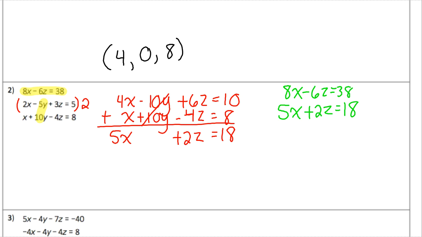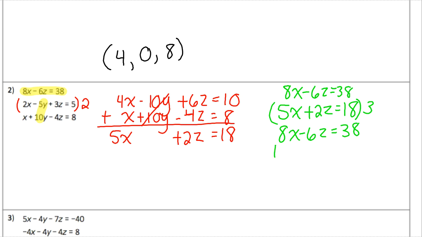And now I am ready to solve. So in order to eliminate here, I need to multiply something. So for this one, I'm going to have to multiply this bottom one by 3. So I'm going to keep the top one the same.